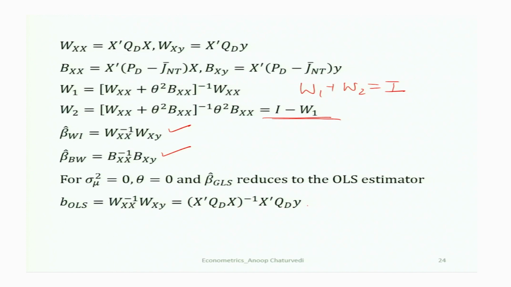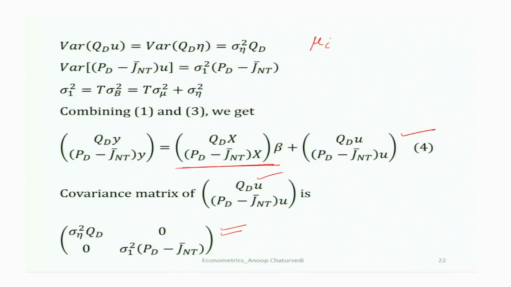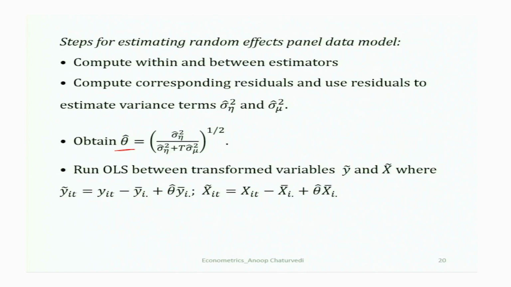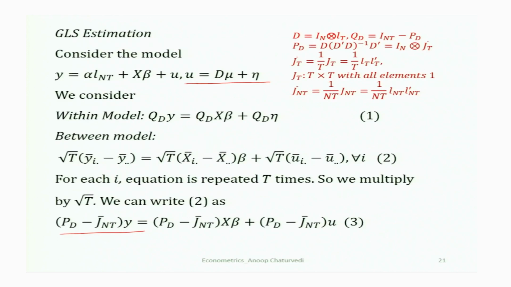Further, this GLS estimator involves some unknown parameters. So, it involves theta. To obtain the feasible GLS estimator, you replace this theta by its consistent estimator given here. So, if you replace theta by this consistent estimator, you get the feasible generalized least squares estimator.